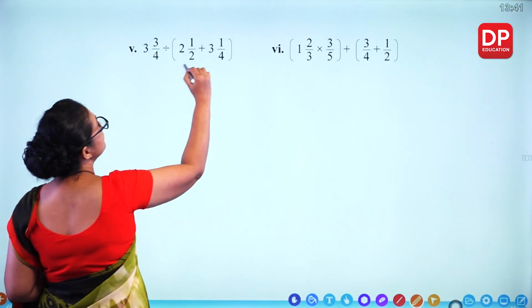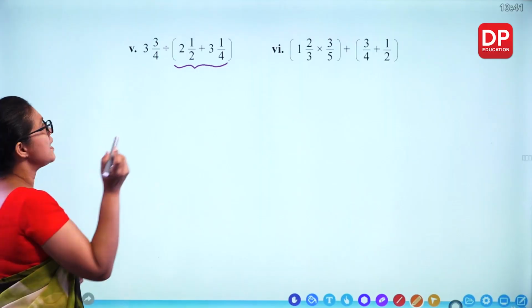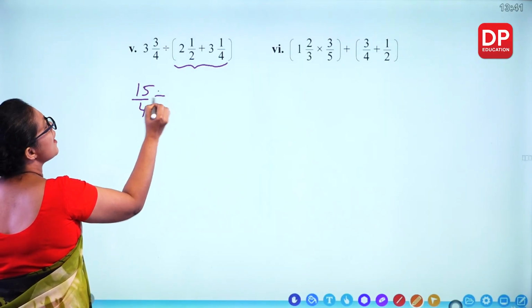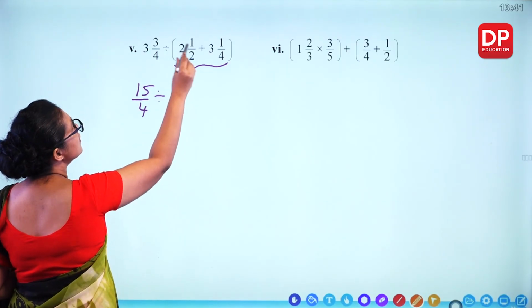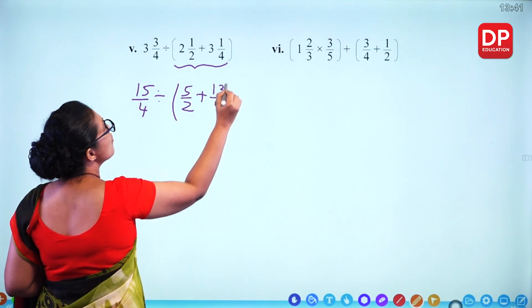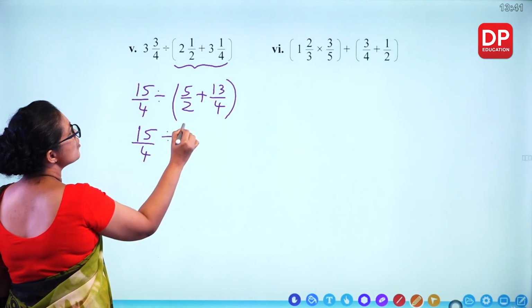Brackets first. Convert this to improper fraction and keep. 15 over 4. Divide by this part. Convert to improper fractions. 5 over 2. 13 over 4. Now what's the lowest common multiple of 2 and 4?